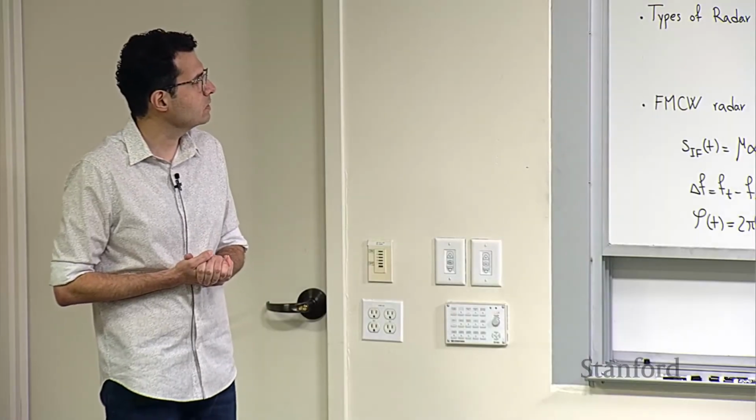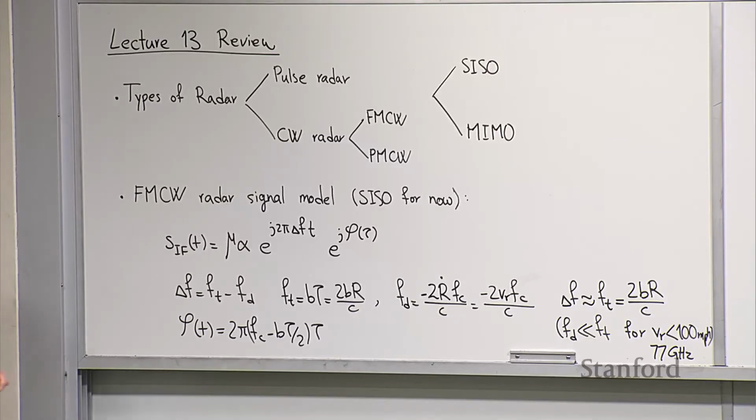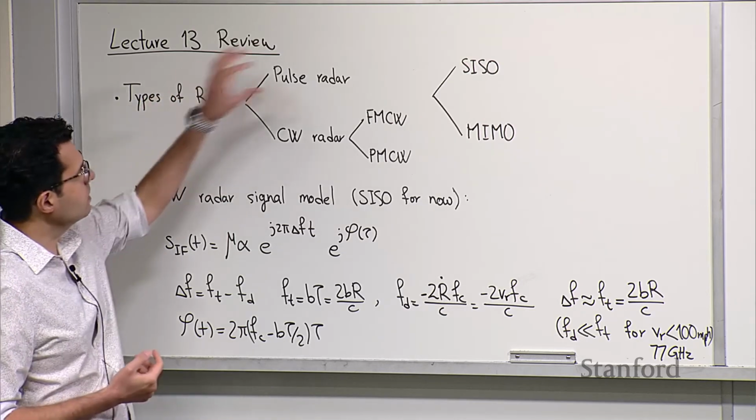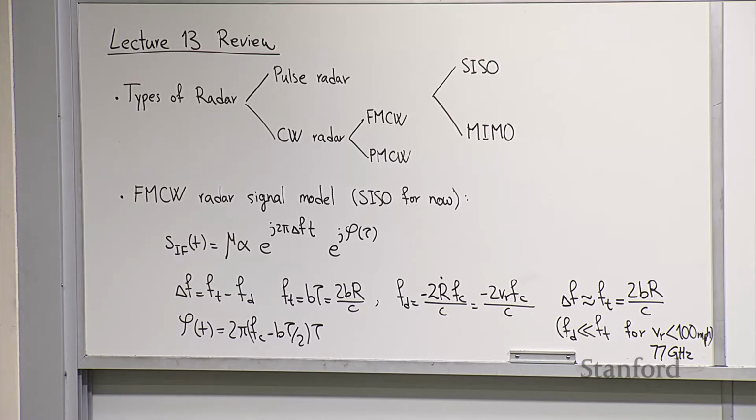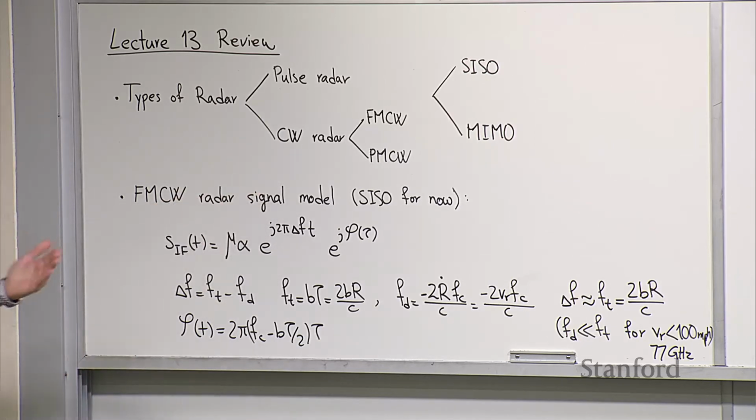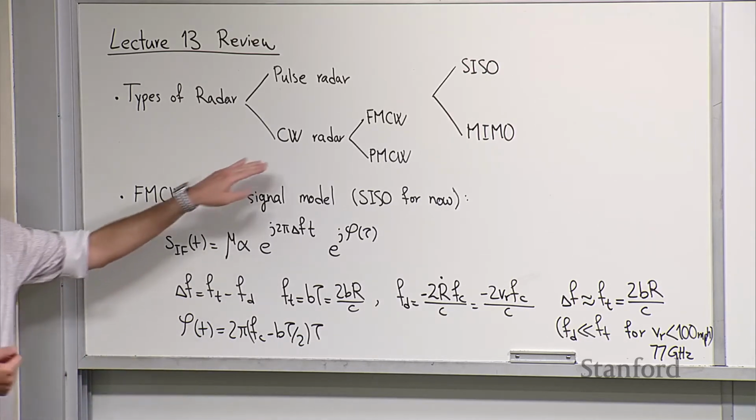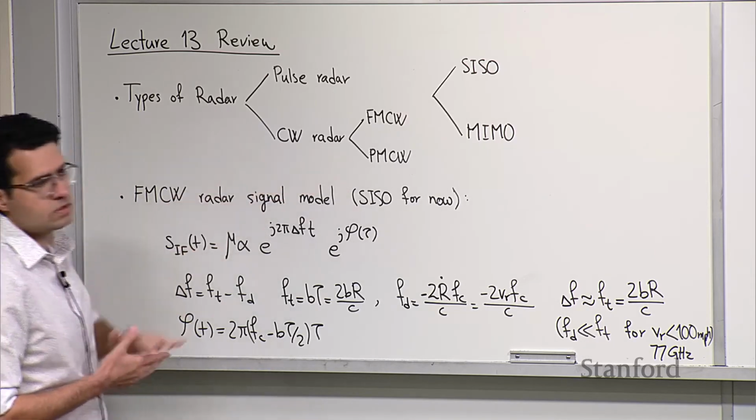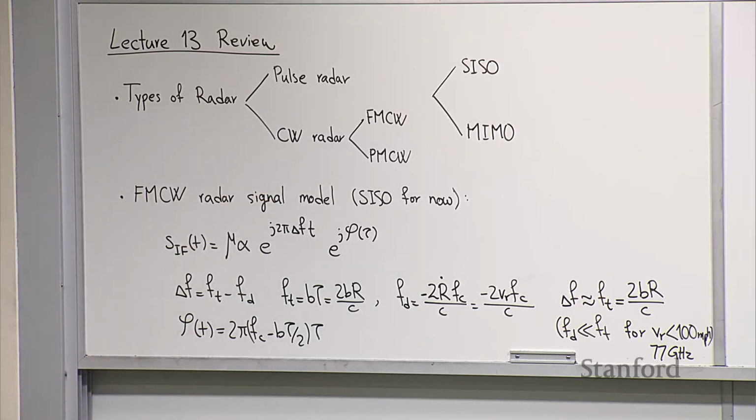So let's do a quick review of last lecture. Last time we did a high-level taxonomy of radar, and it looks very similar to sonar. In terms of the waveforms that radars use, there are two main types. You either have pulse radar, which sends short pulses, or you have a CW, continuous wave radar, which is continuously transmitting. And specifically, there are two types of continuous waveforms that are commonly used in radar.